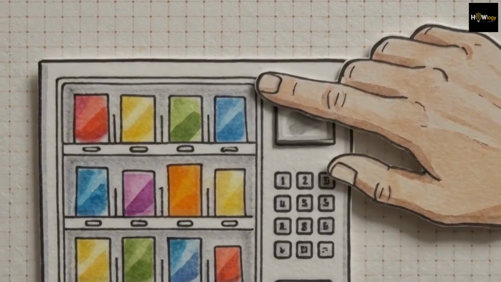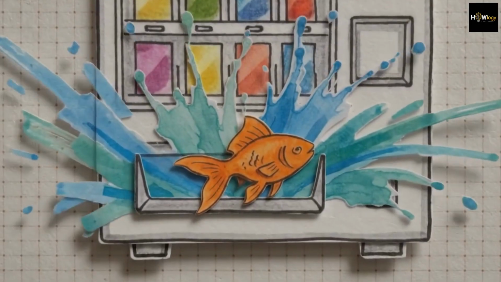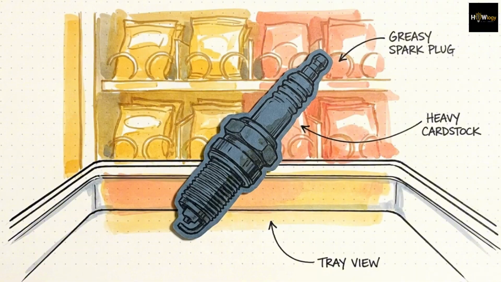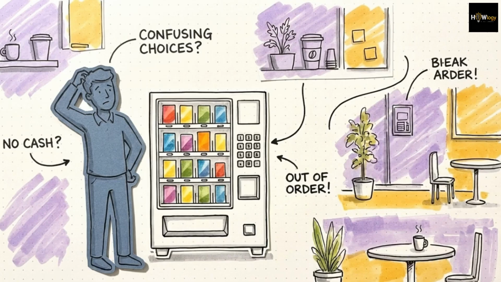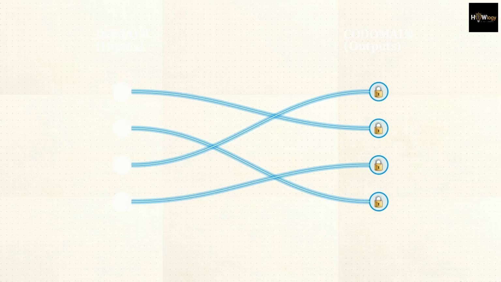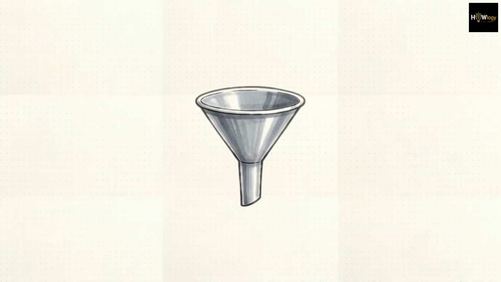Imagine walking up to a vending machine, pressing C4 for a bag of chips, and watching a live goldfish tumble into the tray. You press C4 again, and out comes a spark plug. In a snack machine, that's a mildly confusing afternoon. But in a banking network processing transactions or a security protocol verifying passwords, that kind of unpredictable behavior causes immediate systemic failure. Reliability requires absolute order.